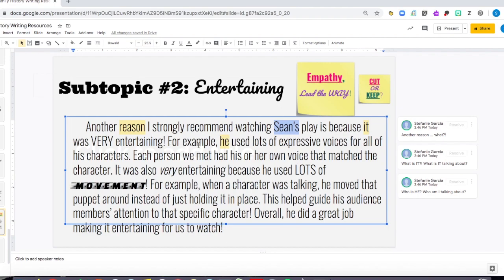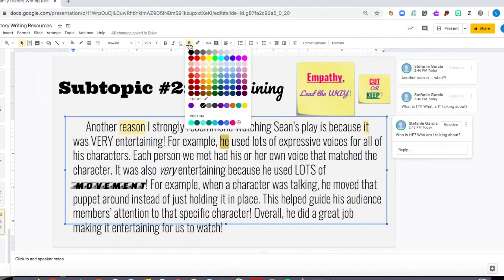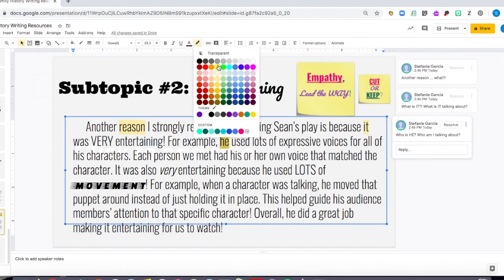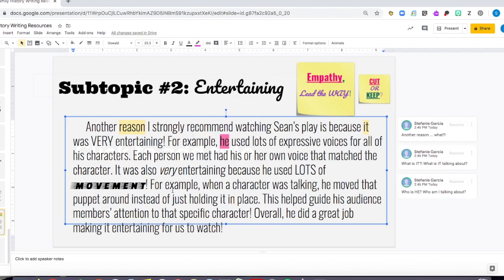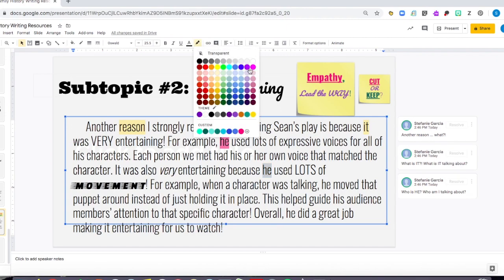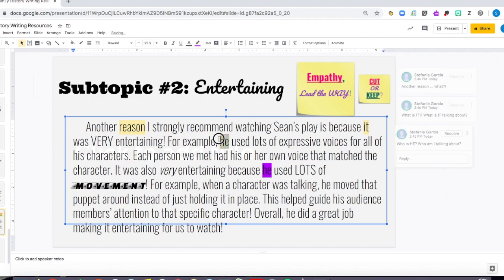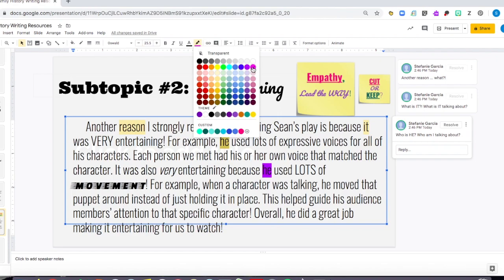For example, he used a lot of expressive voices. I'm going to highlight in purple today. For all of his characters, each person we met had his or her own voice that matched the character. It was also very entertaining because he... Oh, I did a different color. I'm going to go back and change it.